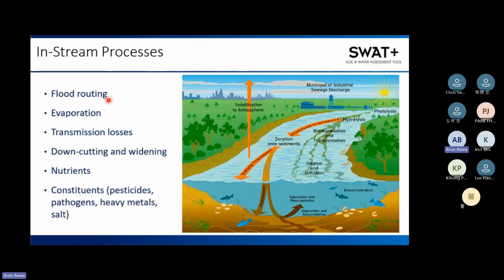Then comes the in-stream processes. After the land phase model, everything is entering the stream. Now the processes happen in the stream itself. First thing, SWAT is a hydrology model, not a hydraulic model, so don't expect a very detailed hydraulic component. There are a lot of assumptions and simplifications when it comes to the in-stream processes.